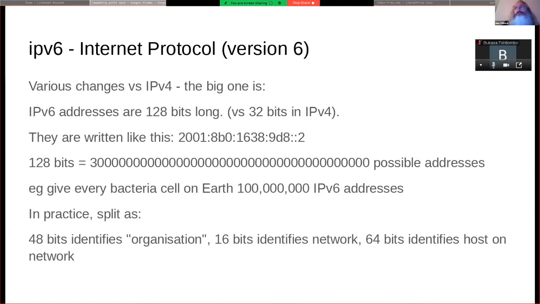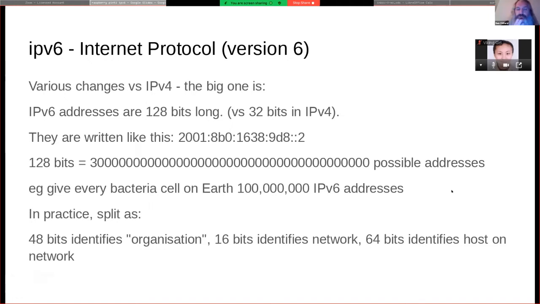So the other thing you can do, which doesn't involve a NAT box and all sharing one address, is you can move on to IPv6. There are quite a few changes there. The big relevant one is that IP addresses are much, much longer. So instead of 32 bits with addresses, there's now 128 bits, with something like 3 and 38, I think, zeros after it, possible addresses.